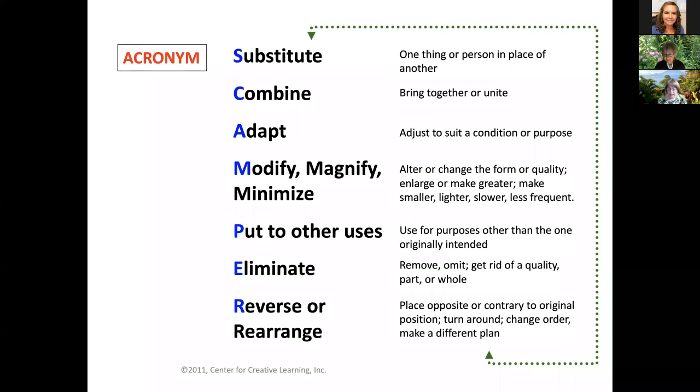You can eliminate something, remove, omit, get rid of a quality, get rid of a part of something, get rid of a whole something. And R is for reverse or rearrange, to place opposite or contrary to the original position, or turn something around, or change the order, or make a different plan.